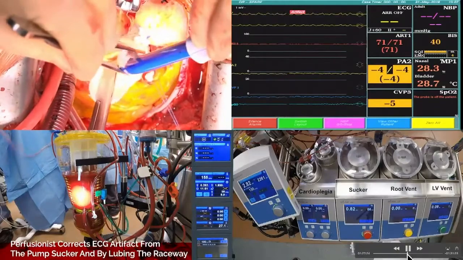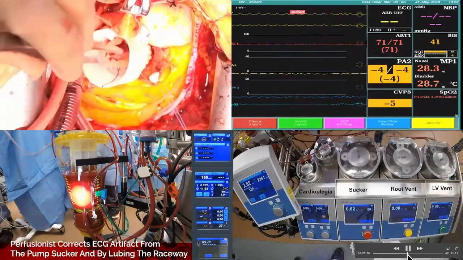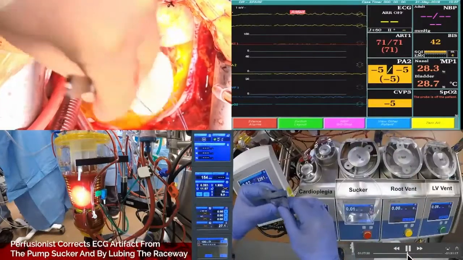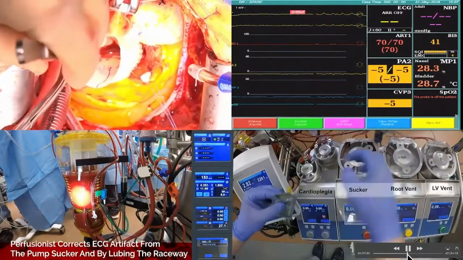And the sinuses themselves were not aneurysmal, so that's why I didn't do a complete Bentall at the end of this. So what Mike is doing here is he's got some lube, putting it around the raceway on the sucker.